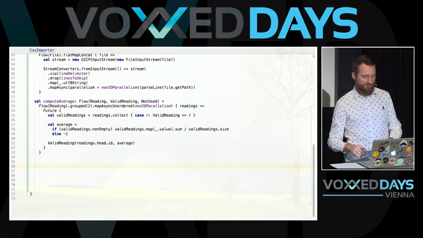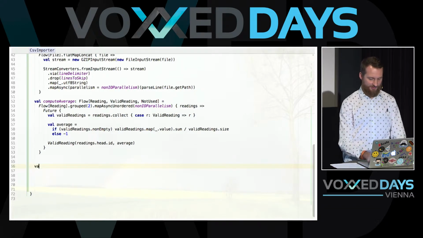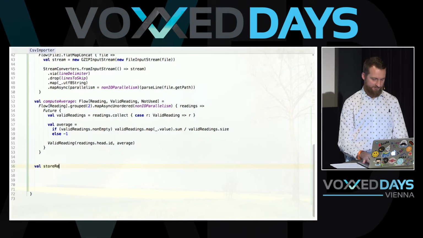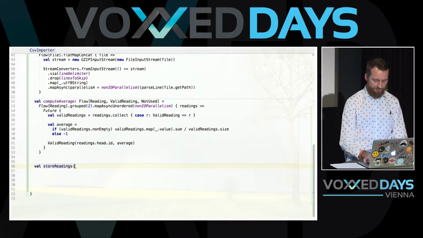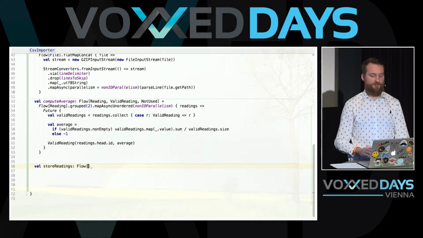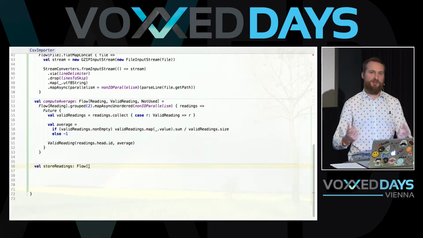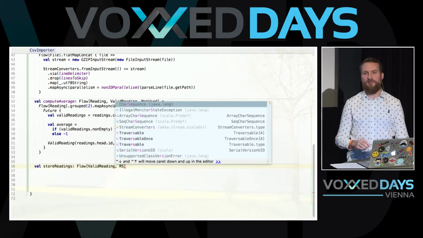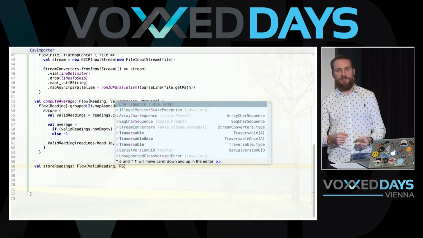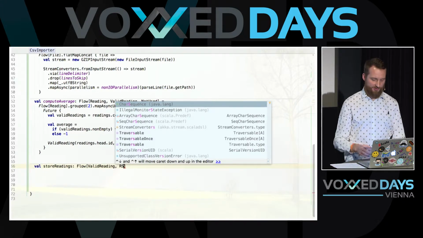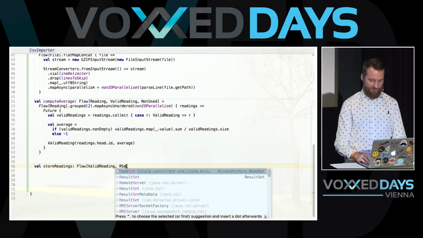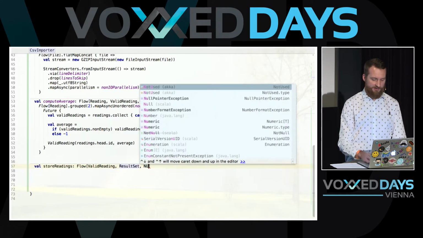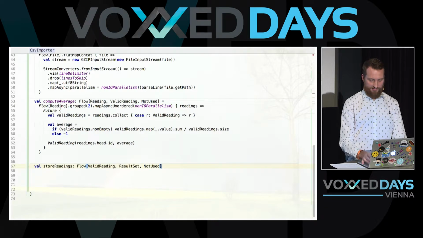So the pre-final step will be to store our readings in the database. And this is going to be a flow that accepts a valid reading, since we only want to store valid readings in the database. The output type will be the type that is returned by our Cassandra driver somewhere under the hood. So we don't really get into details, but this is a result set from the DataStax driver, and the materialized value is not used once again.